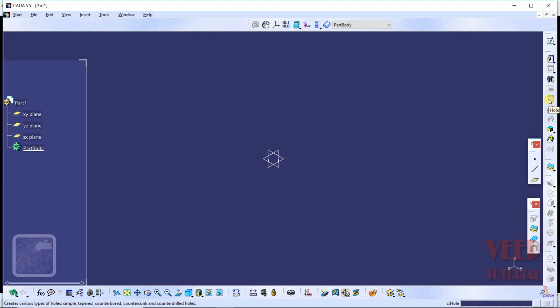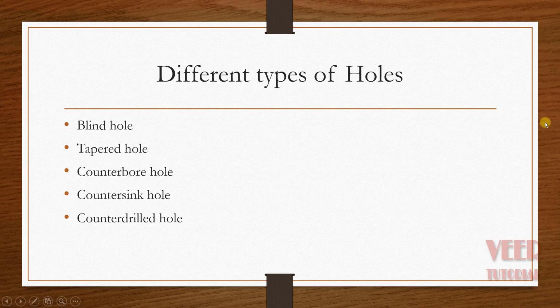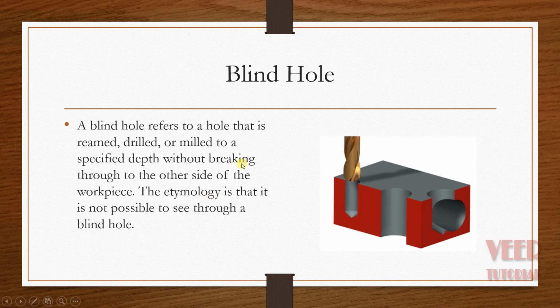Before going to this hole, we need to understand some different types of standard holes. Generally in CATIA, we have different types of holes. These holes are blind hole, tapered hole, counterbore hole, countersink hole and counter drilled hole. First of all, we will learn about all these holes one by one. In this example, we can see a blind hole. A blind hole is basically a hole that is reamed, drilled or milled to a specified depth value without breaking through to the other side of the workpiece.